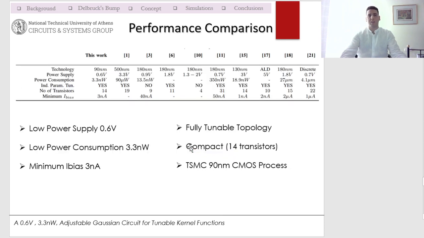The proposed Gaussian function circuit and its characteristics, in comparison with previous related work, are presented in this table. We have the performance and the characteristics. The implementation with the minimum number of transistors is presented in 10, but it lacks tunability in width. The topology with the minimum bias current is presented in 15, but it has a high voltage supply. We have, of course, an ultra-low power implementation and low power consumption, as you can see in this table.